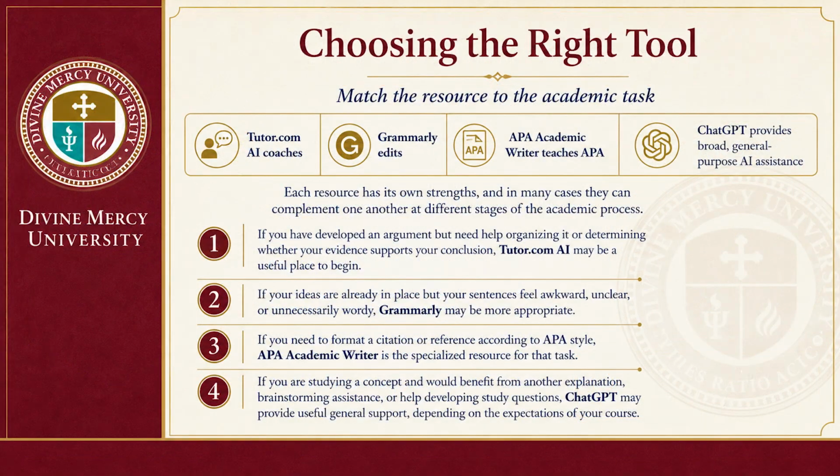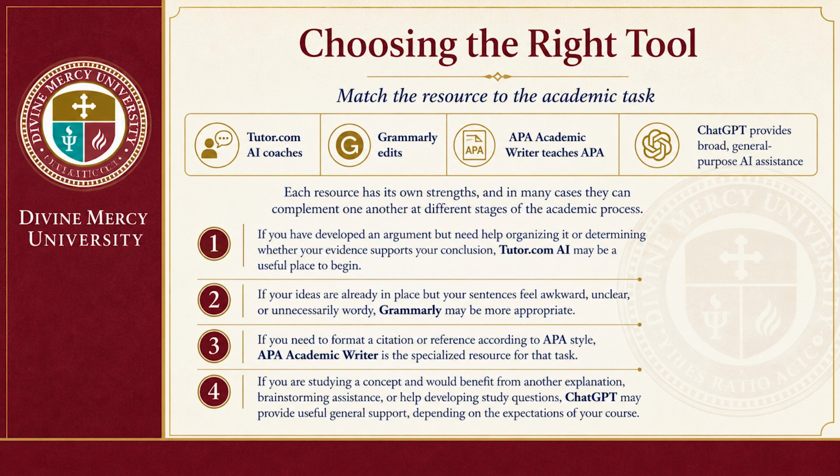A simple way to remember the distinction is this: Tutor.com AI coaches, Grammarly edits, APA Academic Writer teaches APA, ChatGPT provides broad, general-purpose AI assistance. Each resource has its own strengths, and in many cases, they can complement one another at different stages of the academic process. For example, if you have developed an argument, but are having trouble organizing it, or determining whether your evidence supports your conclusion, Tutor.com AI may be useful to begin with.